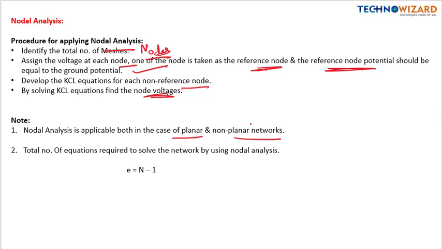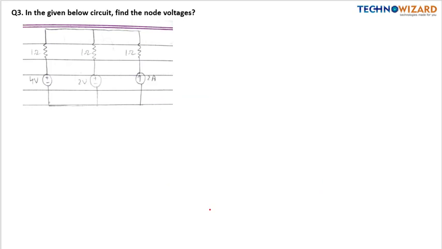In my opinion nodal is easier than mesh. Nodal is easier to implement than mesh, because the number of equations is less in nodal analysis. Here the number of equations is the total number of nodes minus 1. So suppose in a network there are 4 nodes, then 4 minus 1 is equal to 3 equations will be there only. So this is easier to solve in my opinion. You can solve each and every question by this nodal analysis.